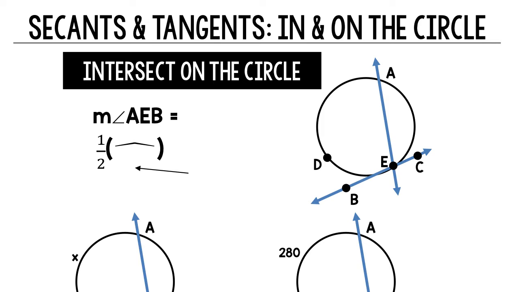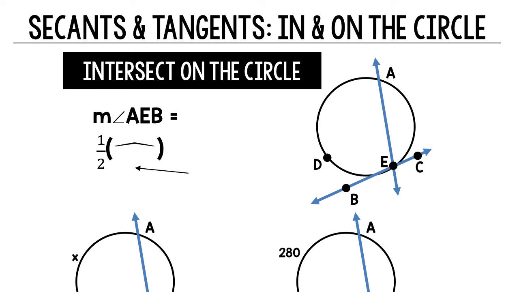We want to know how we can measure arcs and angles when we have these secants and tangents that intersect on the circle. We have a secant and a tangent, and they intersect where the tangent intersects with the circle. So what can we do? We want to know the measure of angle AEB. How can I find that?